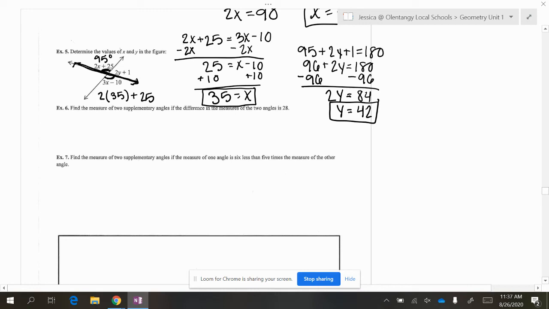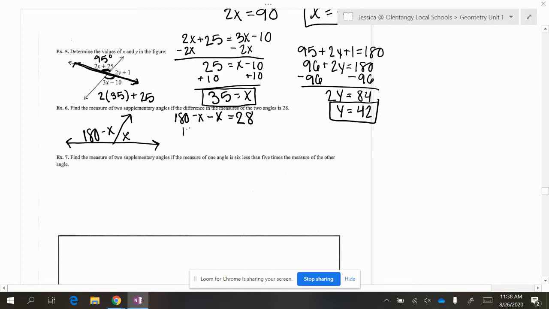Okay, so find the measure of two supplementary angles if the difference in the measure of the two angles is 28. All right, so looking at this, we're talking about two supplementary angles, so I know that they have to equal 180. If this angle is x, let's say this one's 180 minus x, and then let's take the difference of those two. So we have to do 180 minus x, which is this first angle, and subtract this one because we're talking about the difference. So minus x again, and that difference needs to be 28.